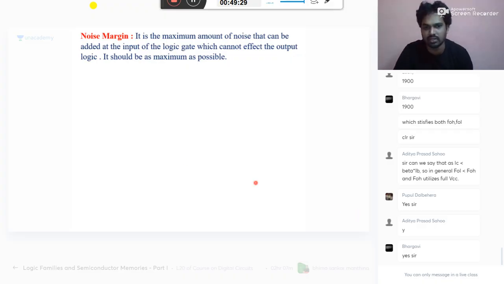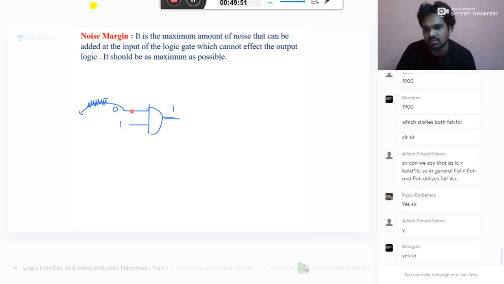Simple, I will explain you one thing, then I will give you the practical meaning also. Suppose you have a gate. Its input is at 0, and the output is 1. Now some noise is added to the input like this. So here, this noise amplitude is this much.